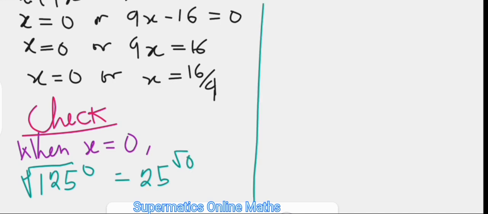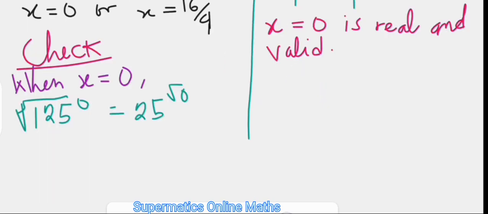Here, 125 to the power of 0 is 1, so we have square root of 1 on the left, and we want to see if it's indeed equal to 25 to the power of the square root of 0, which is 0. Square root of 1 is 1, and 25 to the power of 0 is 1. Since the left hand side is equal to the right hand side, then x equals 0 is a real and valid solution. Next, we check when x is 16 over 9.